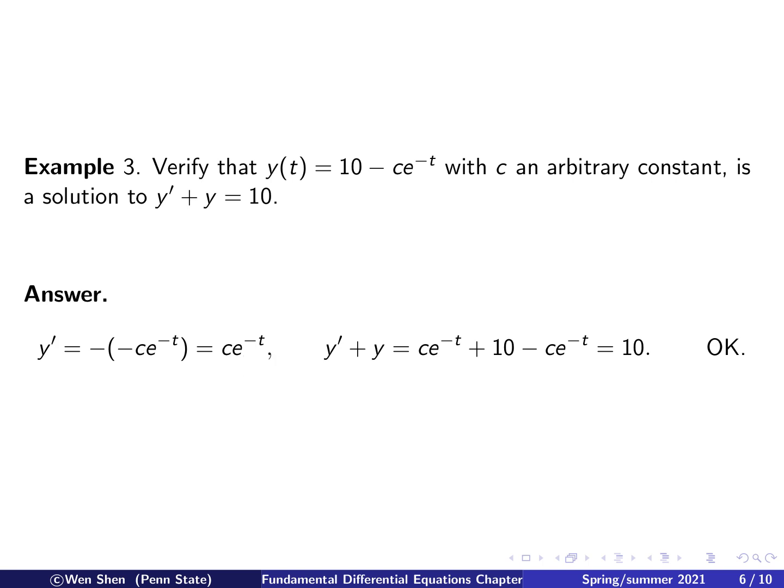So once you have y prime and y, now you can plug into the left-hand side of the equation. So y prime plus y would equal this guy, c e to the negative t, plus this. This is the y, remember here? And then we see that the two exponential terms exactly cancel each other. Then we just have 10. So we verified that this is a solution for any constant c.